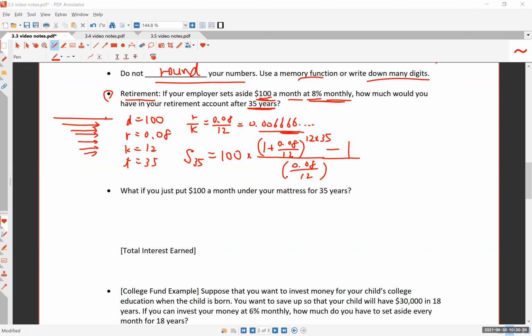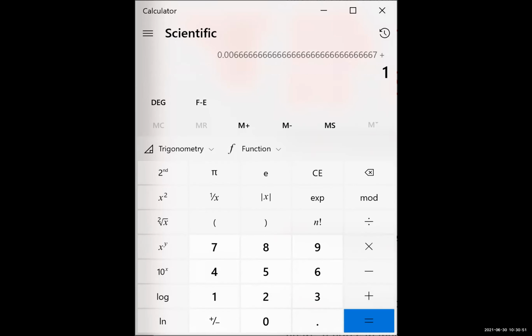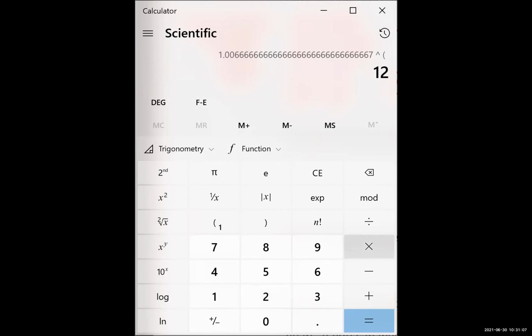All right, so how do you do that? Let me show you. Okay, 0.08 divided by 12. That's the ugly number. Add 1 to it. Inside the parentheses, you have 1.006666 and all of these sixes. Now you raise this to the power of, now I don't know what 12 times 35 is, but that's okay. I can use the parentheses. Parentheses open, 12 times 35, parentheses close.